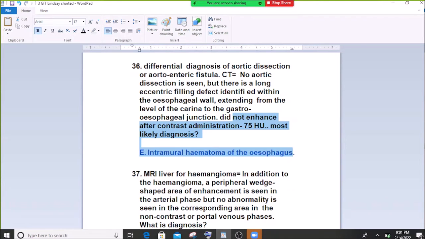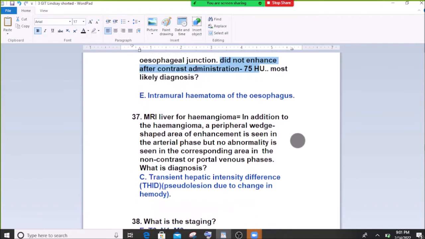Now, these hematomas do not enhance after contrast administration. So look here. In this patient, a diagnosis of aortic dissection or aortoenteric fistula is considered. The study shows a long filling defect within the esophageal wall extending from the liver to the carina, but it does not enhance after contrast administration, so it means it is an intramural hematoma of the esophagus. It's a hematoma.